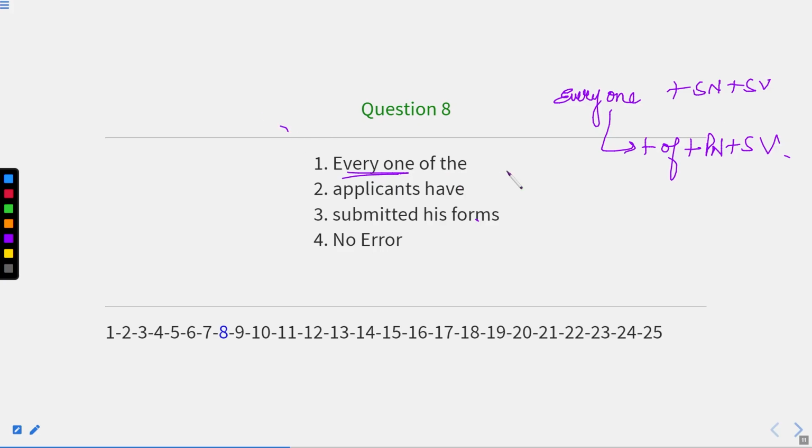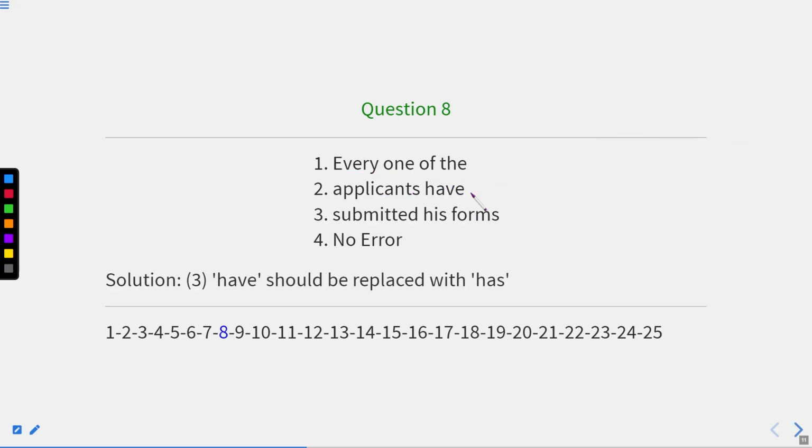Okay, so every one of the applicants, this much is correct because we need everyone. Of is fine. Now plural noun, applicants, that is also fine, but we need to have singular form of verb. So this have should be replaced with has. The correct sentence will be, every one of the applicants has submitted his forms, and you can say have should be replaced with has. So this is the actual error in this sentence.